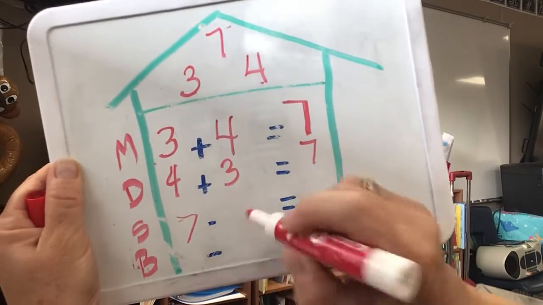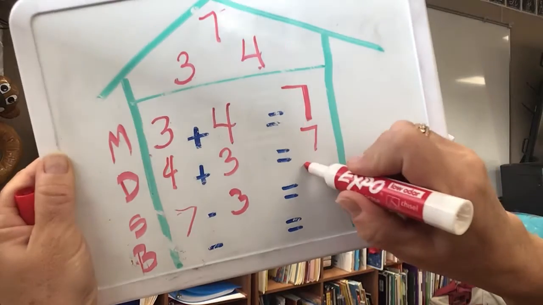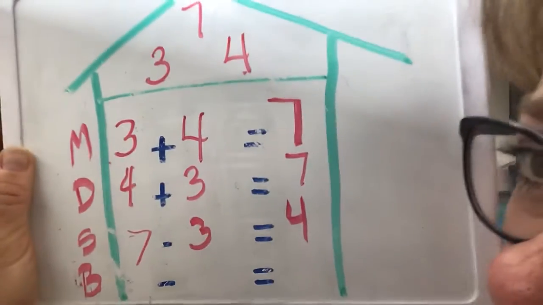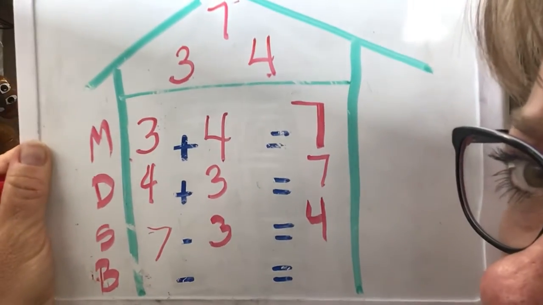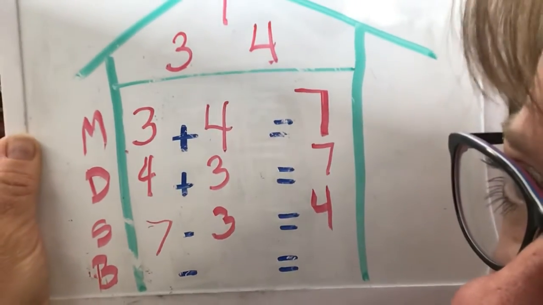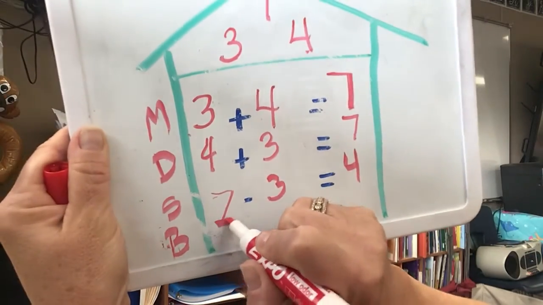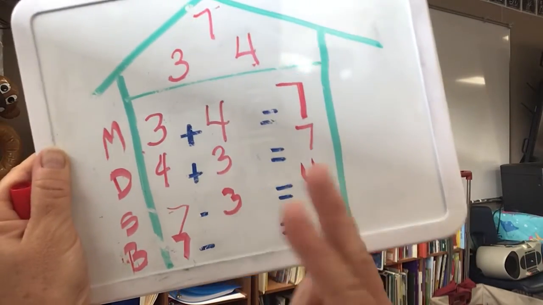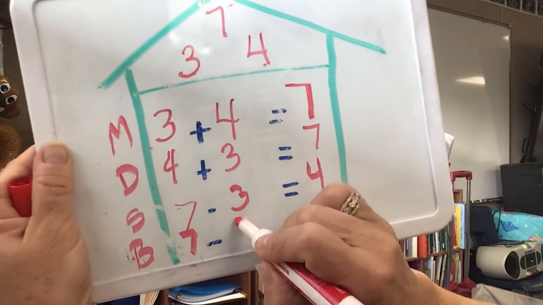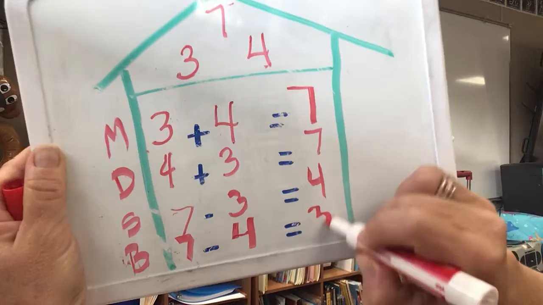Now remember, when we subtract, we have to put the largest number first, 7. Then we use one of these numbers, so let's use 3. And what number is left? 4. So 7 minus 3 equals 4. We need one more subtraction sentence. Remember, with subtraction, the largest number goes first, and then we can flip those 2 numbers. So 7 take away 4 is 3.